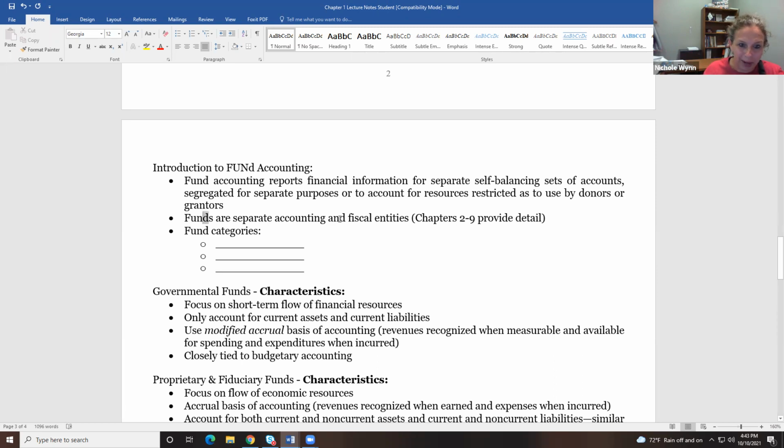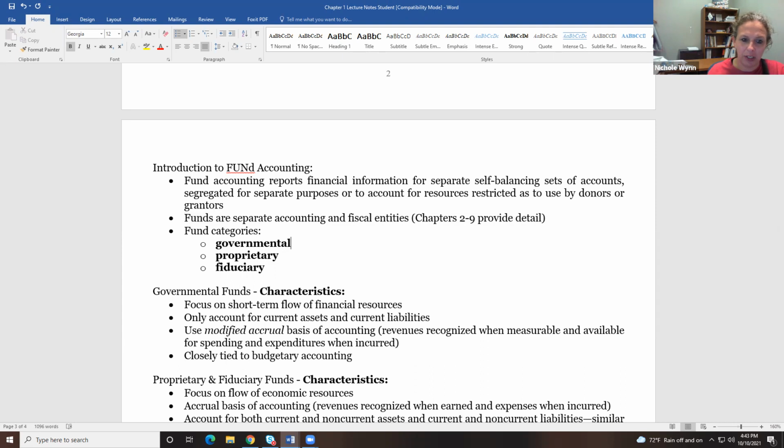So we're going to break down all of those funds in chapters 2 through 9, which is what we're going to be doing for the rest of this semester. So our fund categories, there are 3. And so they are governmental, proprietary, and fiduciary.